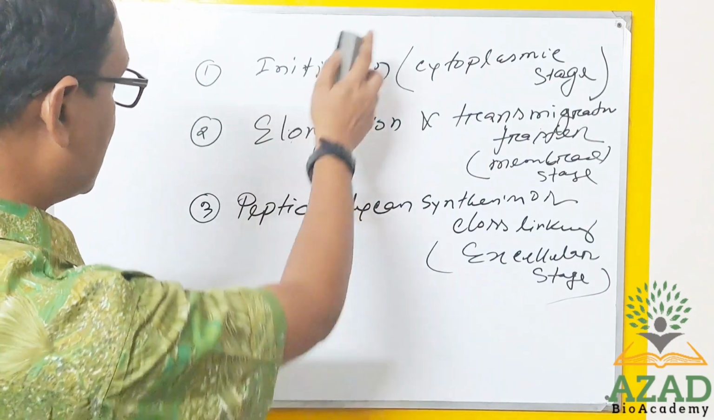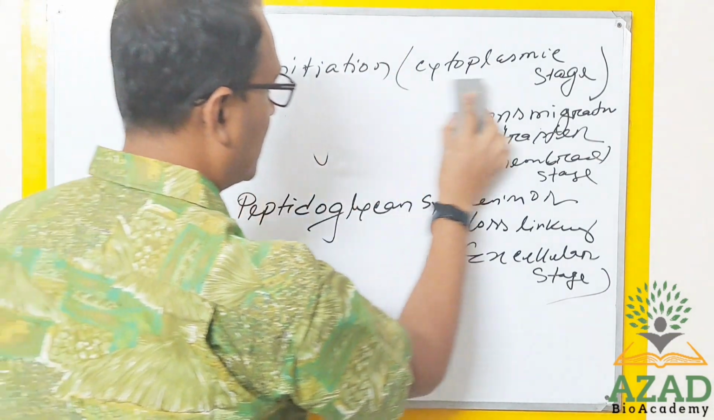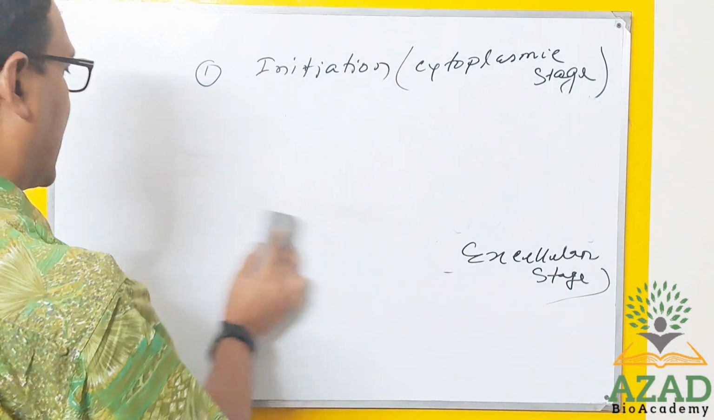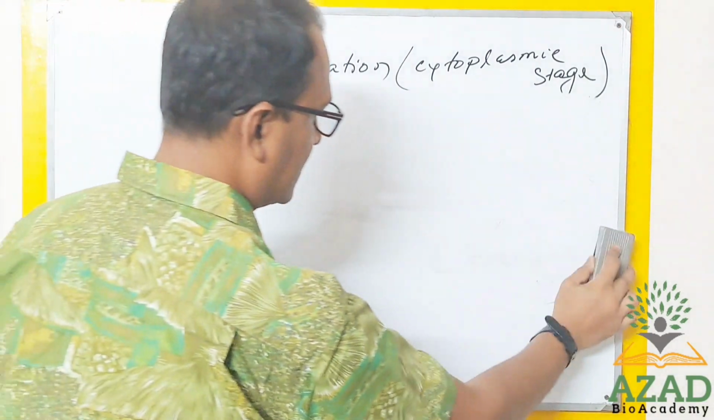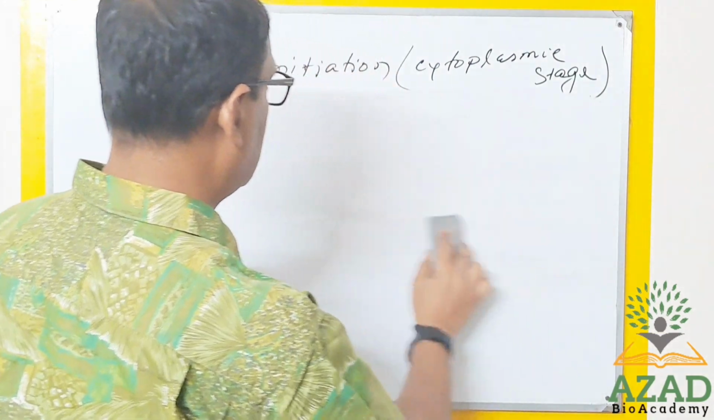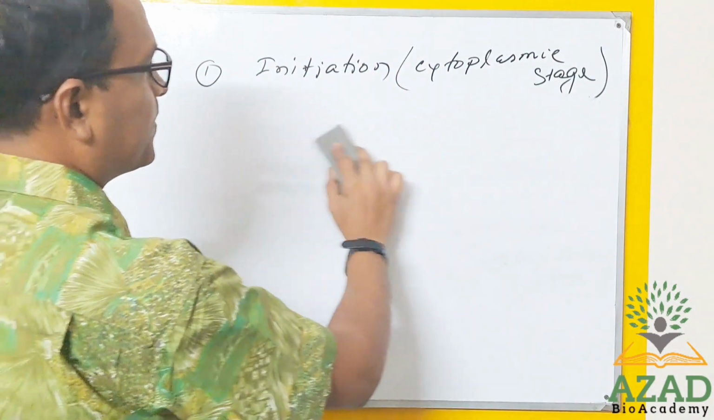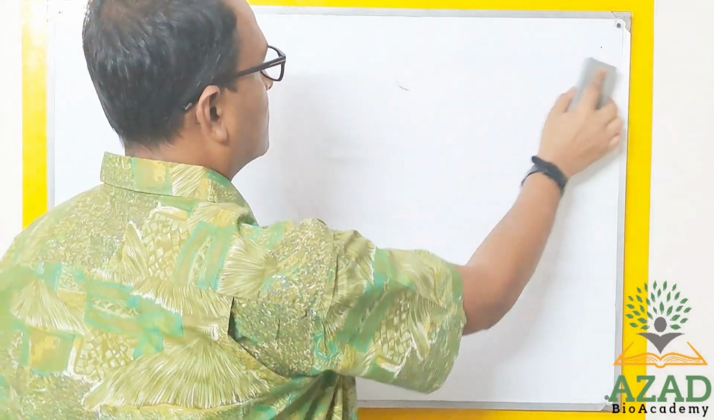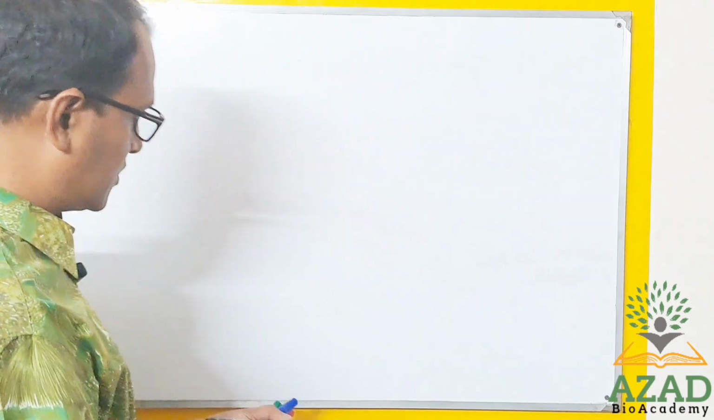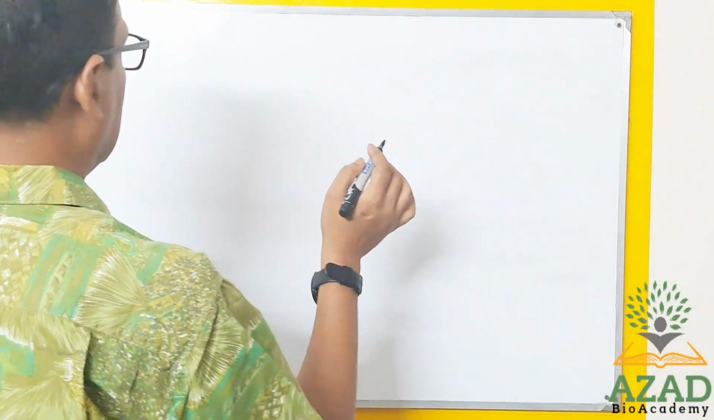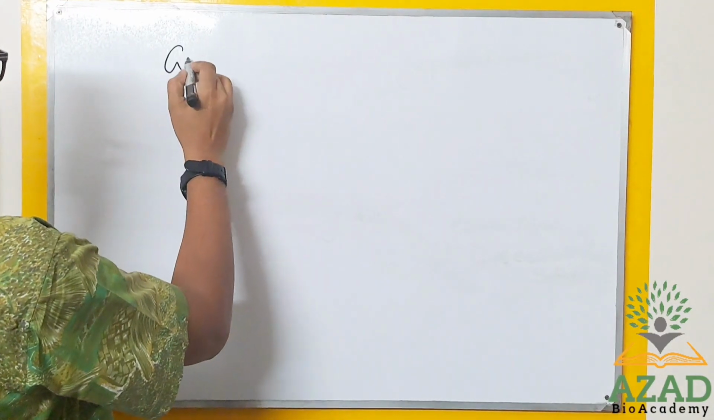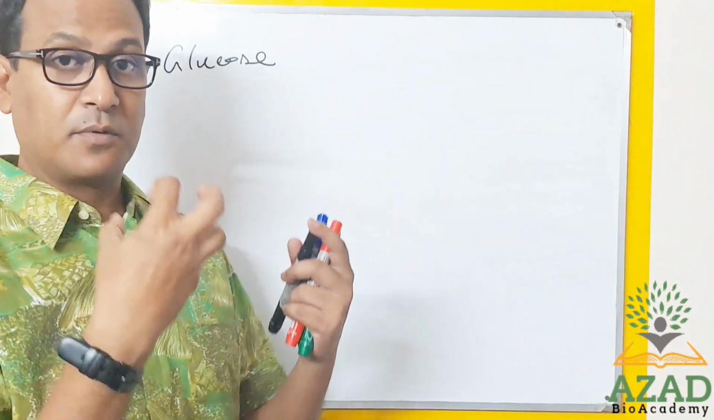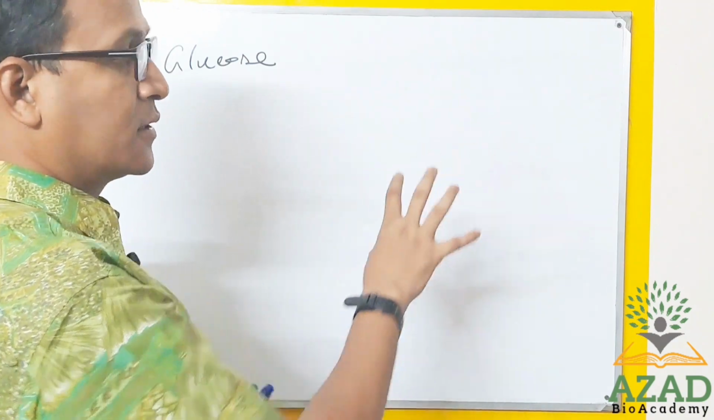So come to the initial stage, that is the first one, initiation, and as it is happening within the cell cytoplasm, this is the cytoplasmic stage. Okay, so how and where will it be produced? Firstly, I will say glucose is the basic precursor molecule to produce the sugar part.